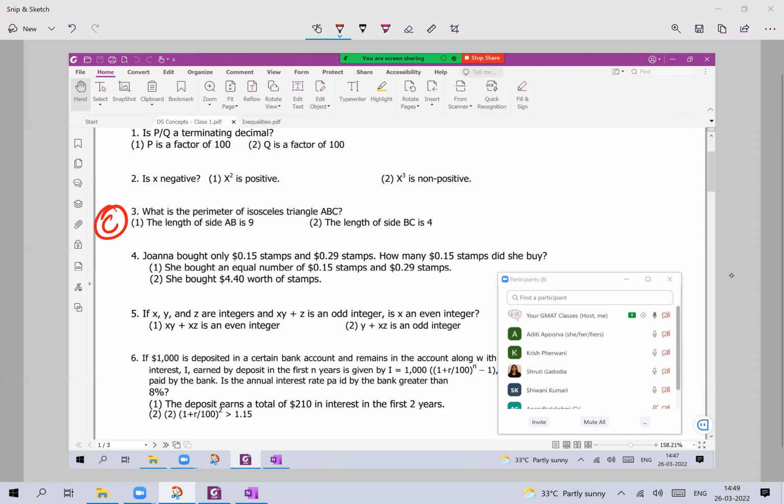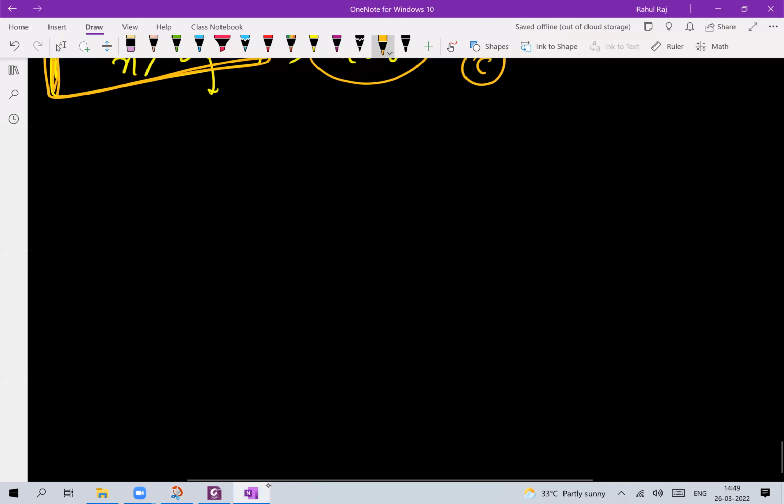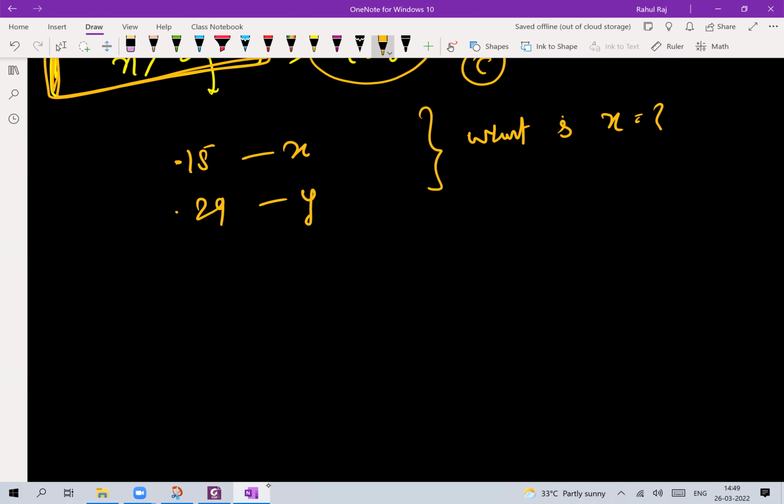So see here, it says that Jonna bought 0.15 stamps and 0.29 stamps. So let's say the 0.15 stamp is X and the 0.29 stamp is Y. They're asking you what is the value of X. Please be extremely sure, every data sufficiency question can be classified into 2 types. Now the question is asking what is the value of X, so I must have a unique numeric value of X.